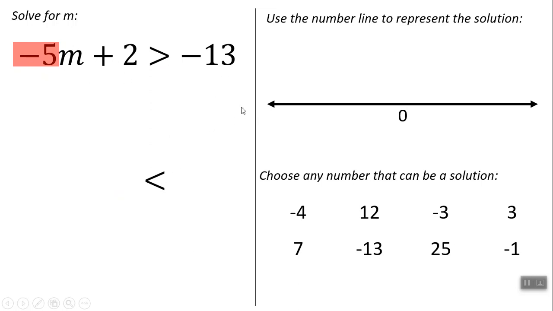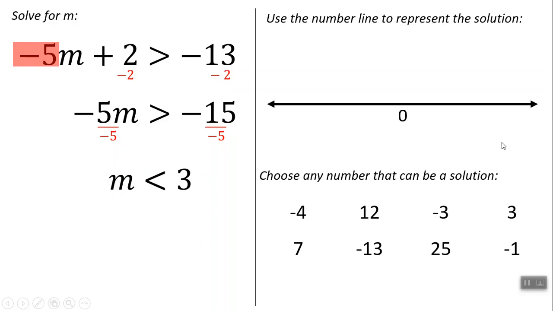So from here, we treat it like we have with our equations. We just subtract off the constant, and we end up getting -15 over here. And then we divide out the coefficient. When we divide out the coefficient, don't forget to include the sign in front of it. Now, this is where normally you'd do the reversing. And so you're going to get m is less than 3.